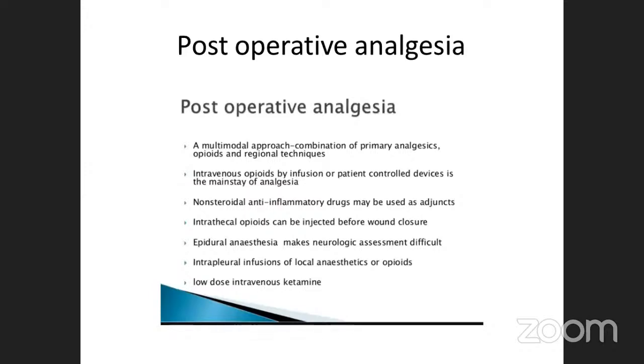Post-operative analgesia involves a multimodal approach, a combination of primary analgesics, opiates, and regional techniques. Intravenous opiates by infusion or patient-controlled devices are the mainstay of analgesia. Common opiates used are fentanyl, morphine, and remifentanil. Non-steroidal anti-inflammatory drugs may be used as adjuncts. Intrathecal opiates can be injected before wound closure. Epidural analgesia makes neurological assessment difficult. Intrapleural infusions of local anesthetic or opioids can be used. Low dose intravenous ketamine is also used.